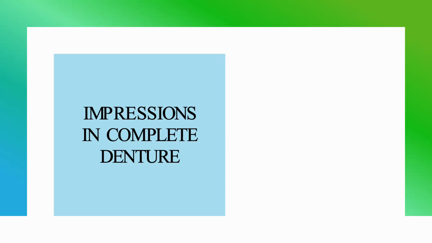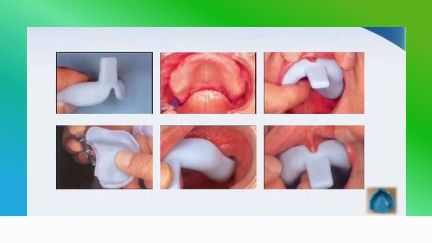We continue with the impressions in complete denture. The special tray is constructed, it is seated inside the patient's mouth and checked for the fit and extensions of the custom tray. If there is any modification which is required, either trim it or add the material so that there is proper extensions of the custom tray with adequate frenal notch which is provided.